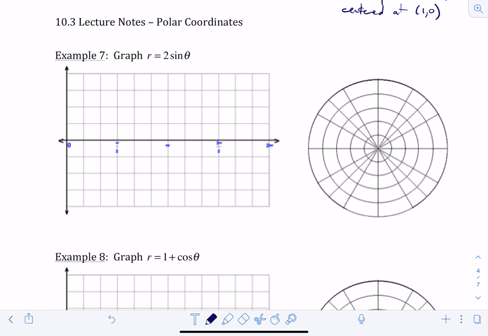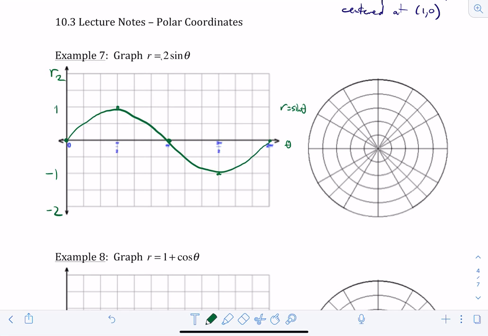Graph this next example. So just like before, the first thing I'm going to do is graph y is equal to, r is equal to sine theta. Remember, this axis is r and this axis is theta. And as we know, sine starts at 0. Say here's 1 and here's 2, here's -1, here's -2. It starts at 0, it goes up to 1, goes back down to 0, goes down to -1, back to 0. Those are the y values, or the r values in this case. So the graph looks something like this.